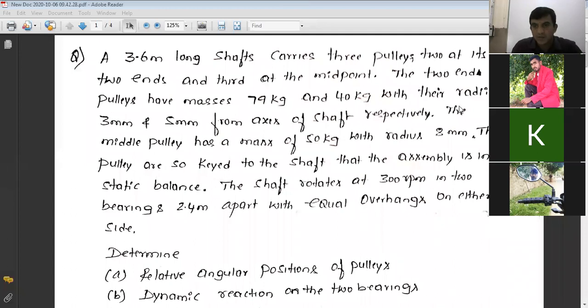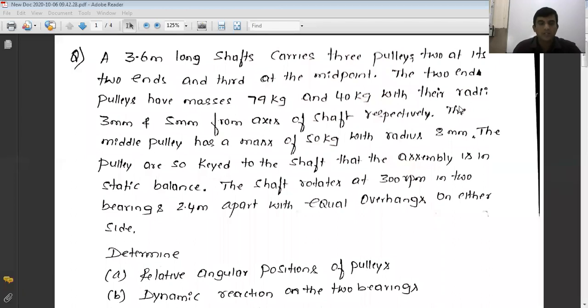Yes, last class we solved this problem. We did not completely solve this problem, right? A 3.6 meter long shaft carries three pulleys, two at its two ends and the third at the middle point. The two end pulleys have masses 79 kg and 40 kg with their radii 3 mm and 5 mm from the axis of the shaft respectively. The middle pulley has a mass of 50 kg with radius 8 mm.